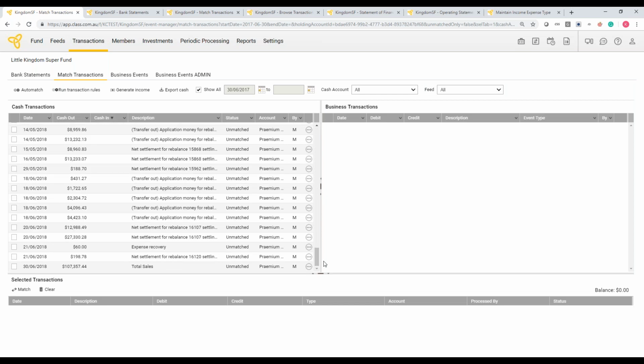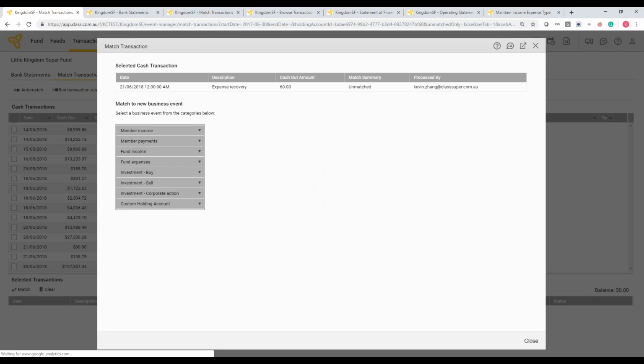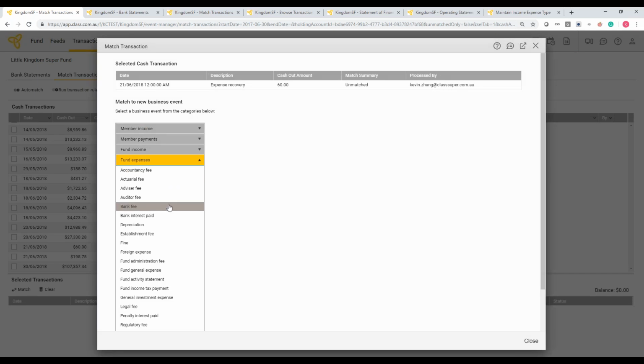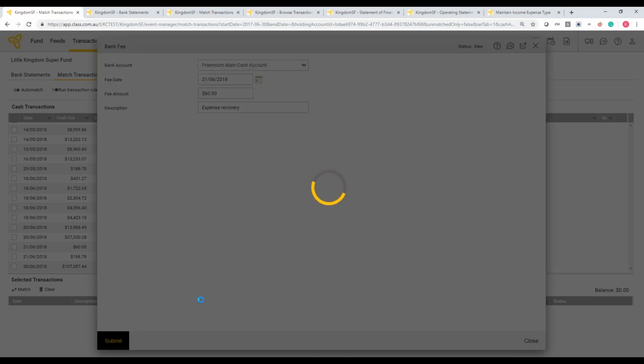The next one, this expense, is basically a unique expense. If it's a one-off transaction, you don't necessarily need to create a transaction rule. Just click match to new, find expense, make it bank fees, and just get it done. It's the $60 expense recovery.